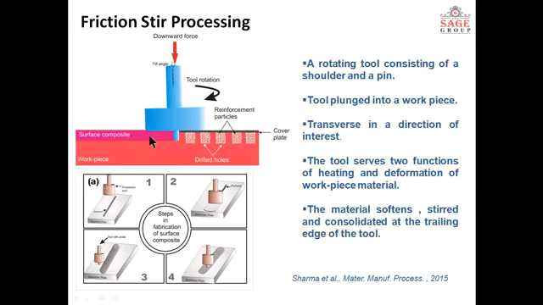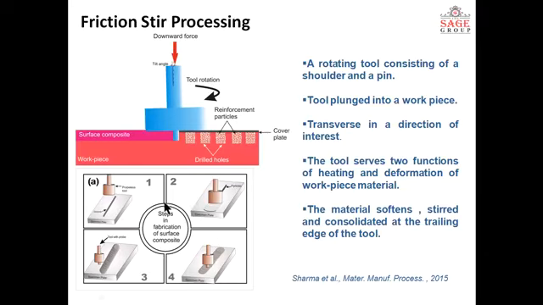So it is a type of solid state processing. In the schematic diagram you can see that there is a tool which rotates, and we are making a surface composite. So we drill holes in the surface and place some reinforcement particles in those holes, and when this tool starts from here and goes to the end, a surface composite layer will form on the surface. So this is the basic process of making a surface composite by using friction stir processing.